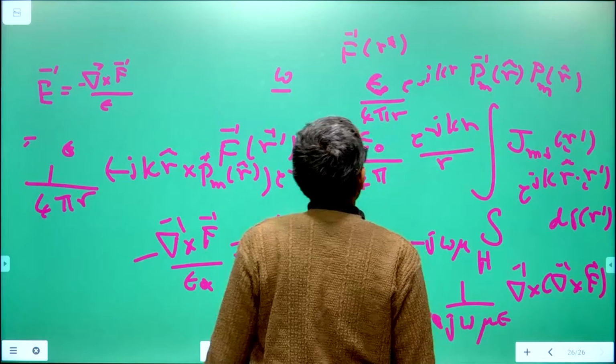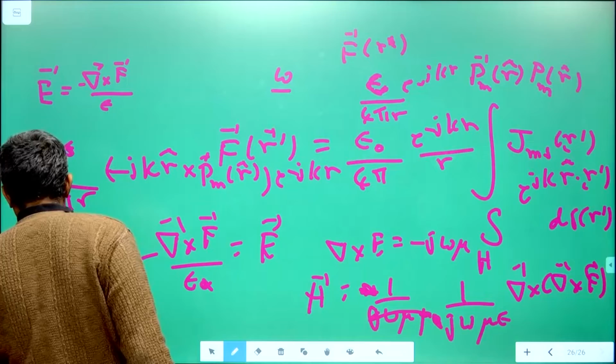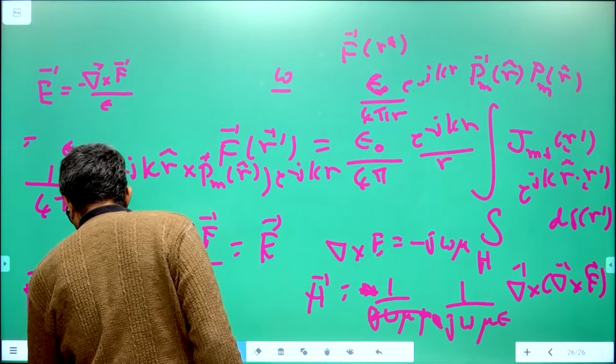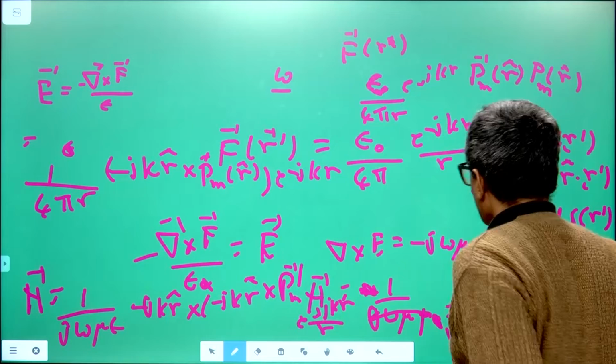You have the electric field here, and the magnetic field will be given by taking another k cross here. So, the magnetic field in the far field zone will be 1 by j omega mu epsilon del cross F. So, another minus j k r cap cross minus j k r cap cross PM into e power minus j k r by r. In the same way, you can calculate the Poynting vector and the total power radiated by the RDRA consisting of a perfect magnetic conducting surface.